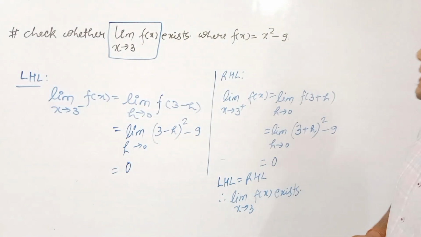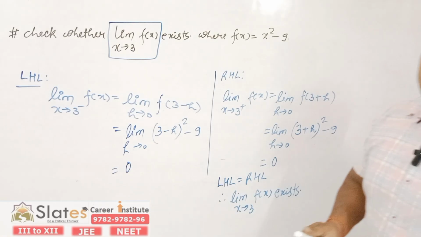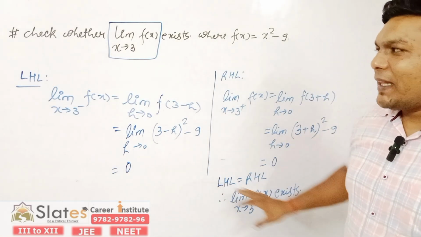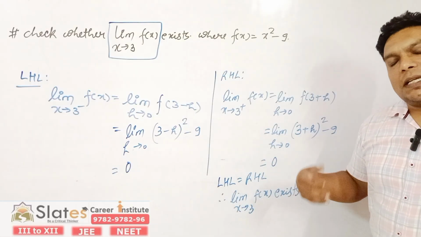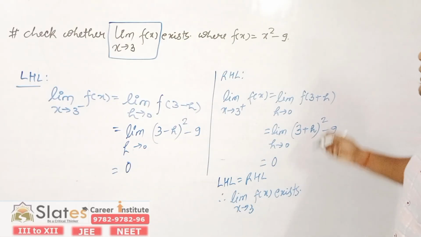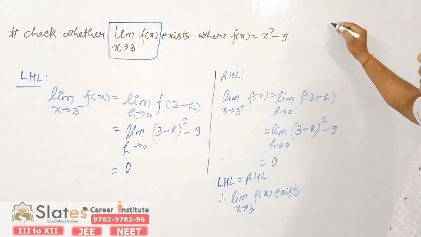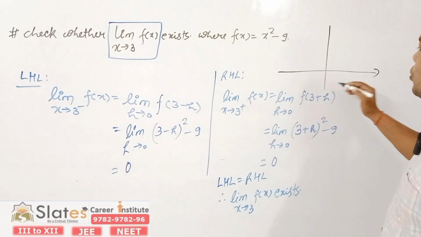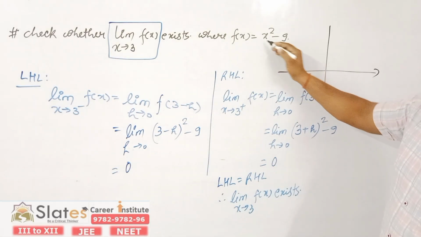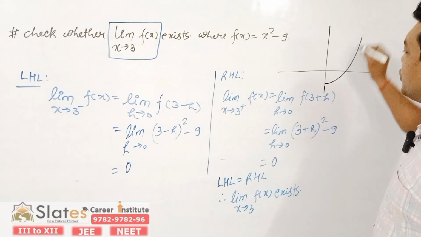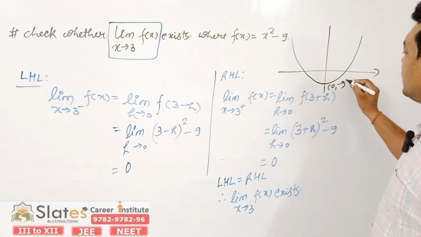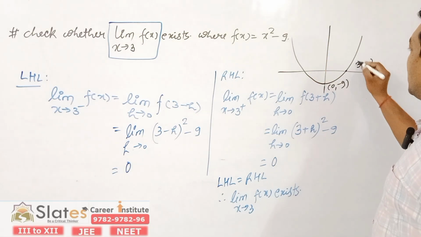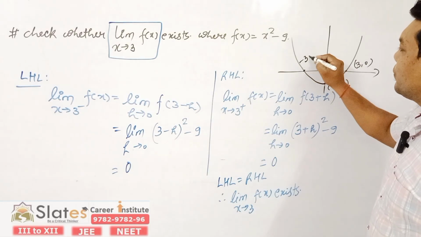Okay, now let's see this again graphically. Very interesting. Mathematically you have got the concept that LHL equals RHL, so you will say the limit exists. Now if you see this problem graphically, you will actually feel what is going on. If you draw the graph of this function, it will be like this. This point is 0 comma minus 9, this is 3 comma 0, and this point is minus 3 comma 0.